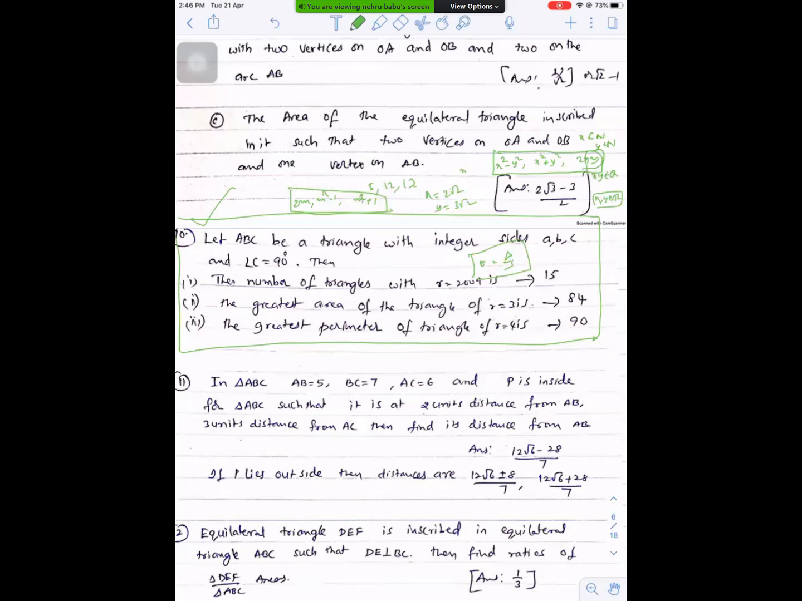Just take r equals delta by s. Delta is half ab. And 2s is a plus b plus root a square plus b square. Now send this term to that side. Root a square plus b square into r equals ab minus ar minus br. Now take the square and simplify it.